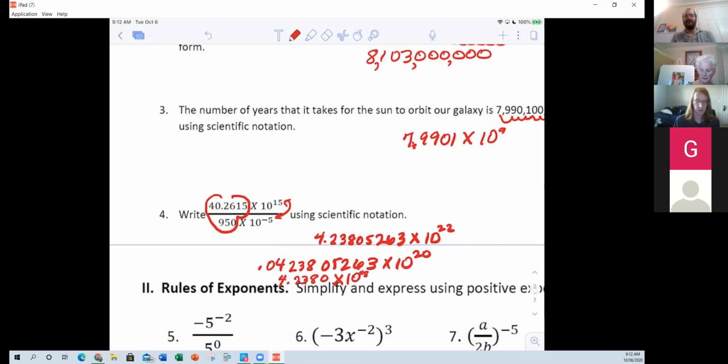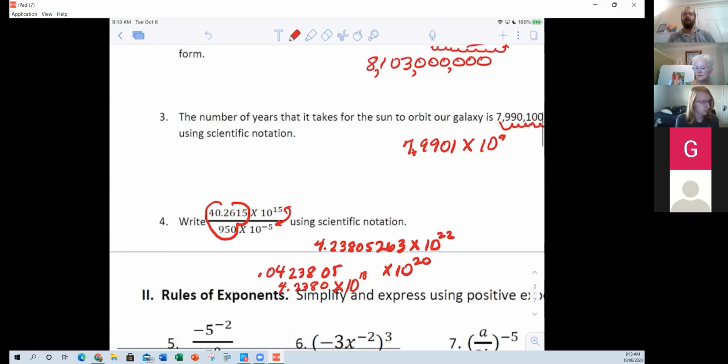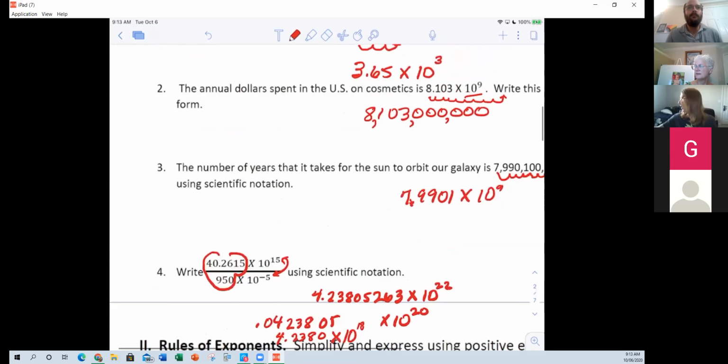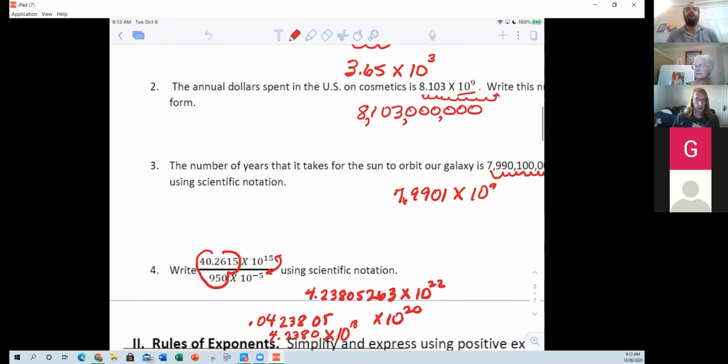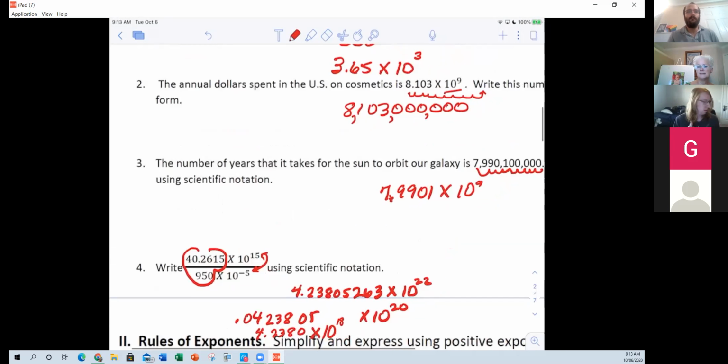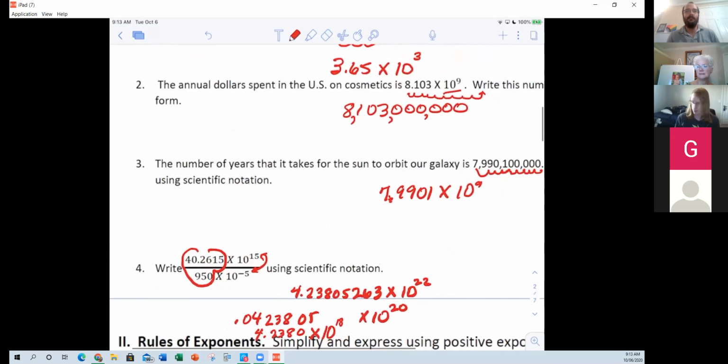If you're going from a smaller to a bigger, then you reduce the exponent. And if you're going from bigger to smaller, you increase the exponent. Good. Okay. All right. Any questions on those, guys? Are those making sense? Okay.